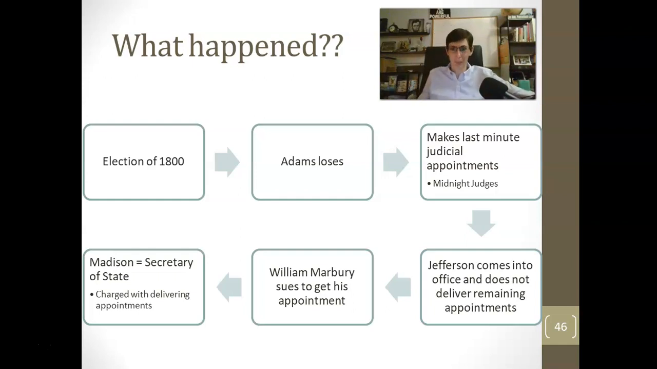President? And Jefferson says, the Federalists are out of office. Whatever appointments didn't get delivered, they're not getting delivered. Forget it. Don't even worry about it. So he's like, all right, cool. I just won't deliver them.